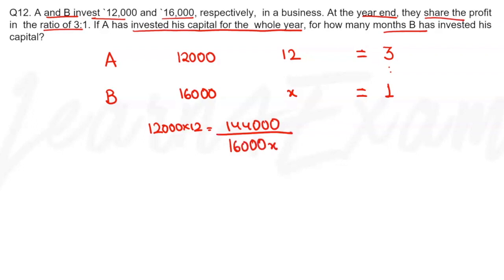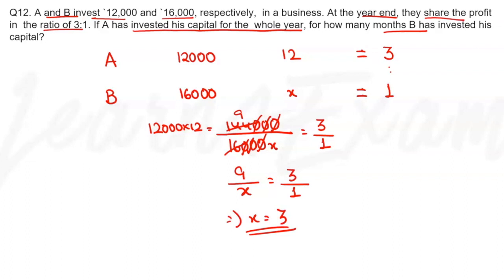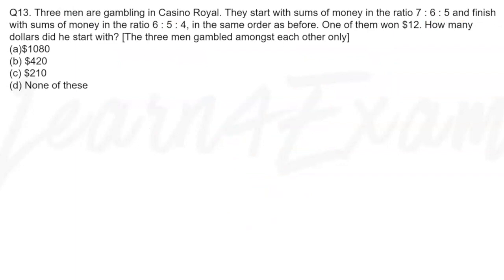Now the ratio of these two numbers has to be equal to 3:1. If you cancel off the zeros first, I have a 9 here. So 9 by x is equal to 3:1, or the value of x is equal to 3. That means B invested his entire money for 3 months, and that is the answer for this question. Right? Let's move into the next.